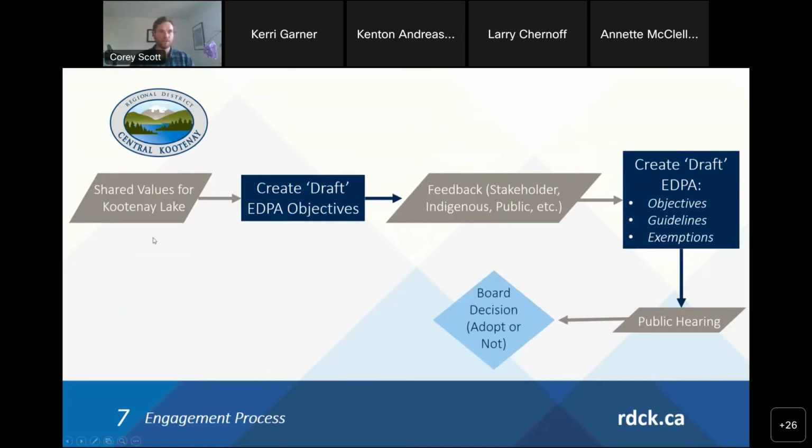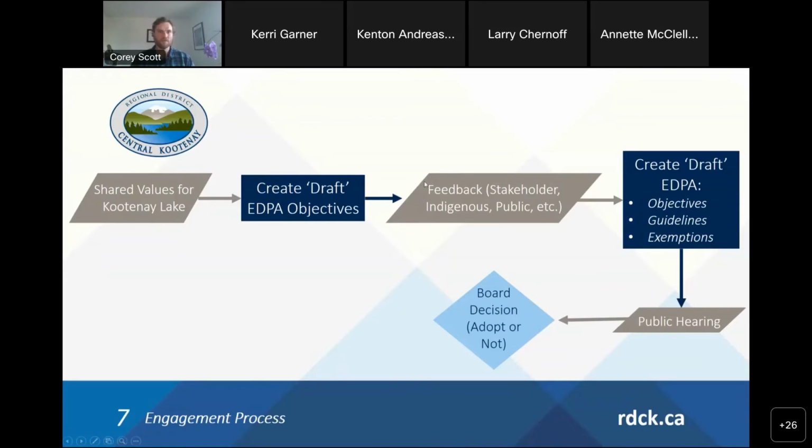And then next, we created draft EDPA objectives to represent the most commonly touched on themes in that values identification phase. So we got feedback on those objectives, as well as some potential directions those could lead to for development guidelines and exemptions, from 2 focus groups that we held. And we've refined them into objectives on the next slide.